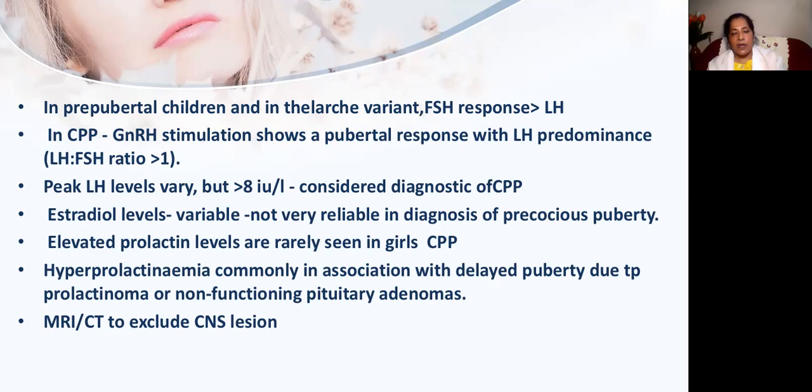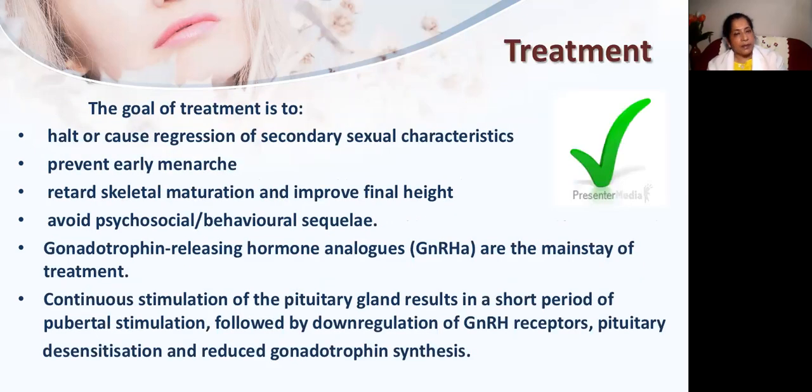Treatment. The goal of treatment in precocious puberty is to halt or cause regression of secondary sexual characters, prevent early menarche, retard skeletal maturation, and improve final height, and avoid psychological and behavioral sequelae.